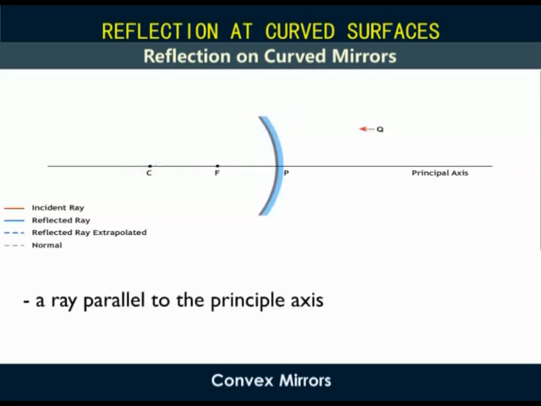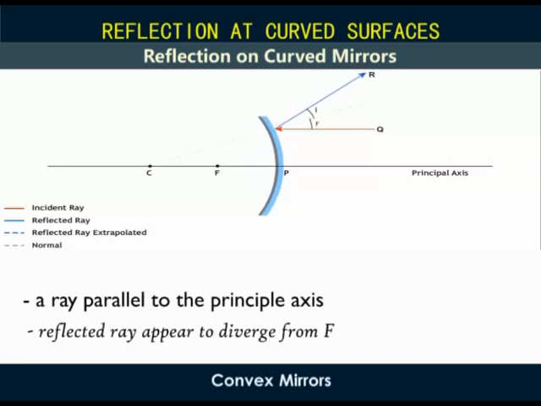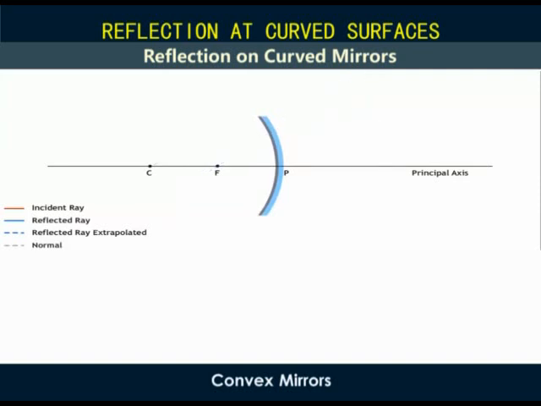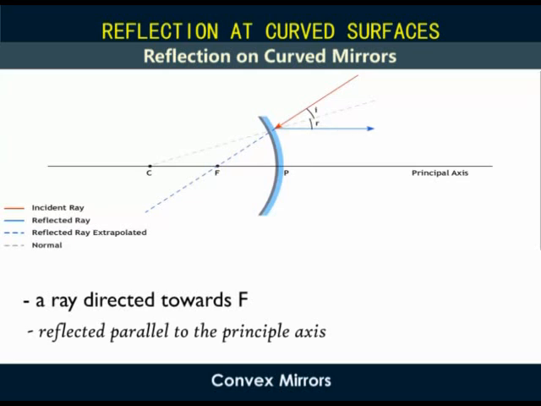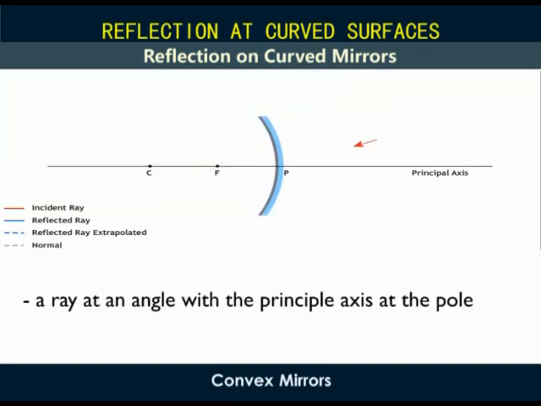Secondly, a ray of light parallel to the principal axis is reflected in such a way that it appears to be coming from the principal focus F. Thirdly, an incident ray directed towards the principal focus is reflected and emerges parallel to the principal axis. Finally, an incident ray at the pole at an angle with the principal axis is reflected at the same angle with the principal axis.